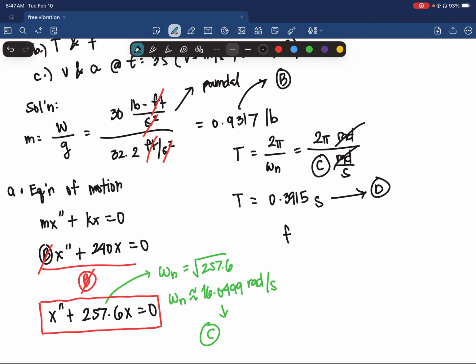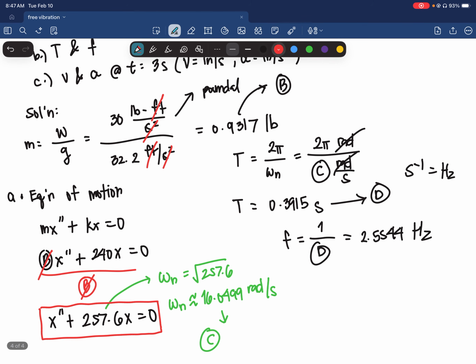And our frequency is just the inverse, the reciprocal. So 1 over D. That is equal to 2.5544. Although the unit is the same, 1 over second, we can equate that into hertz. So this is our answer so far.